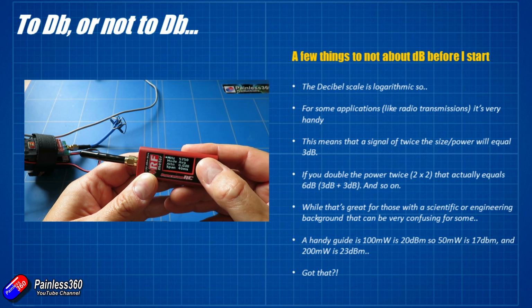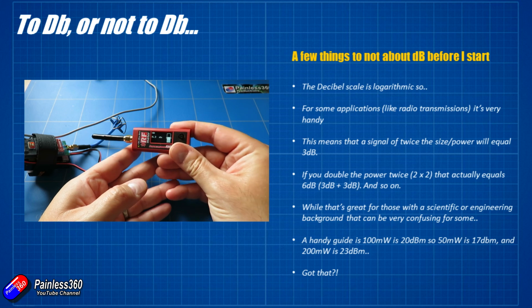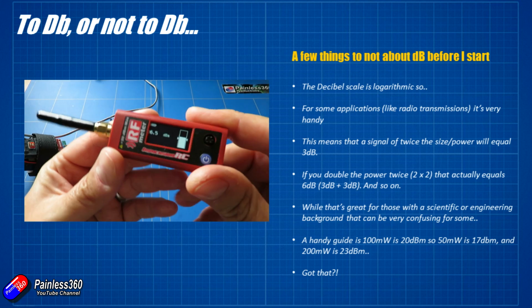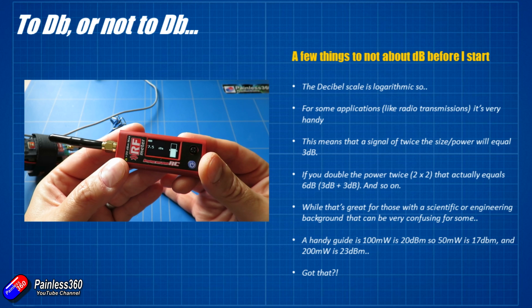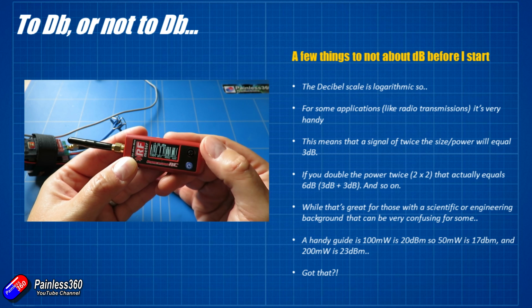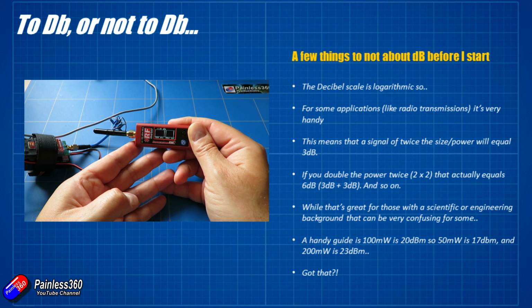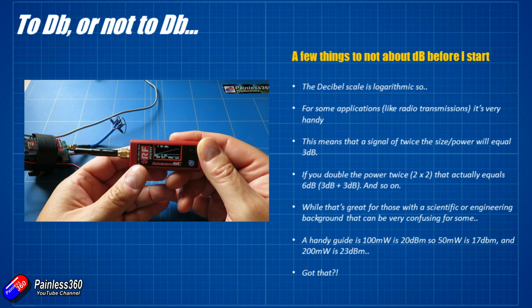So very quickly, before I get on to the next slide, the handy thumbnail guide is think of 100 milliwatts as 20 dBm. If we halve that, we're at half the power, so it's going to be a 3 dB change. It would go down to 17 dBm. And if we doubled 100 milliwatts to 200 milliwatts, the dB value is going to change by 3. So rather than 20 dBm for 100, it's 23 dBm for 200 milliwatts. Got that? Bit wacky, but bear with me.